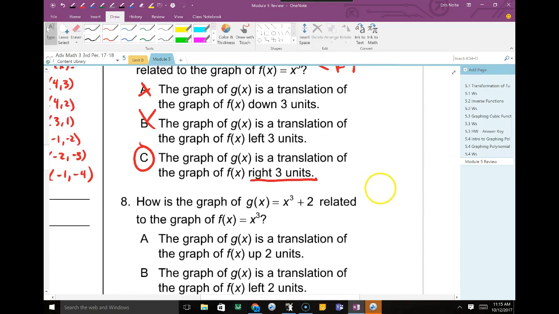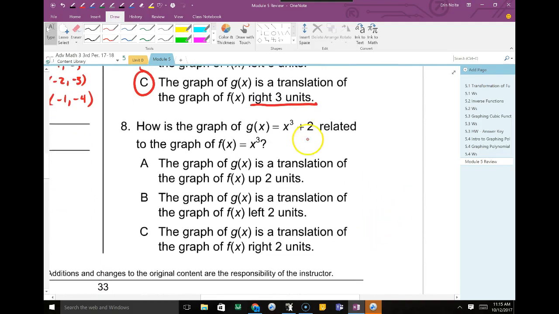Okay. How about number 8? If you have a +2 at the end of the function, what happens? Up 2. So which one is up 2? Let's see. That's A, up 2. Easy peasy there. Love those translations.